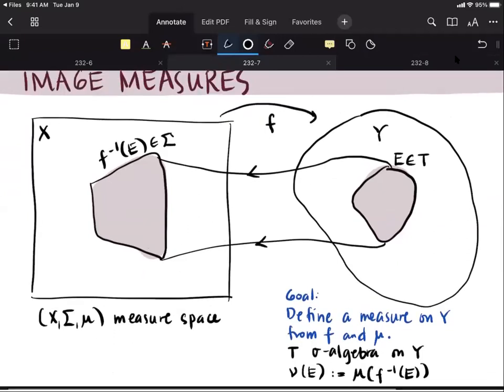Okay. So based on this discussion, there's a need that the inverse image of sets in the sigma algebra on the codomain Y must be an element of the sigma algebra, in this case Σ, of the domain. So again, if you have an element E in the sigma algebra T in Y, then the inverse image must be an element of the sigma algebra Σ on X in order for this to be well defined. Still we're not saying that this is a measure, but this is a possible candidate. So the requirement that F inverse of E is in Σ is what we call a measurable function.